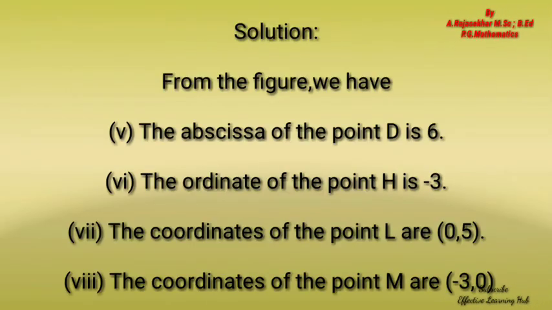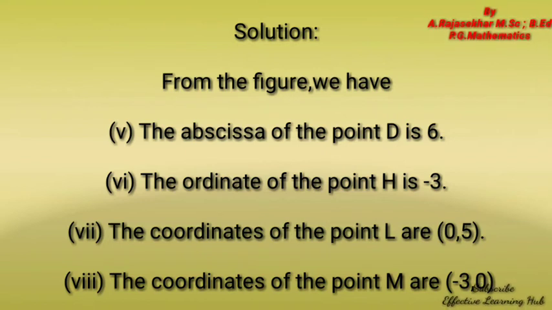Next, fifth one, the abscissa of the point D is 6. Sixth one, the ordinate of the point H is -3. Next, the coordinates of the point L are (0, 5). Next, the coordinates of the point M are (-3, 0).